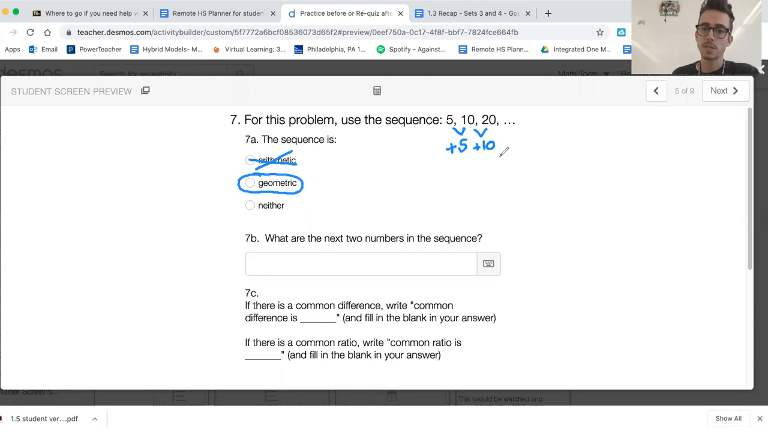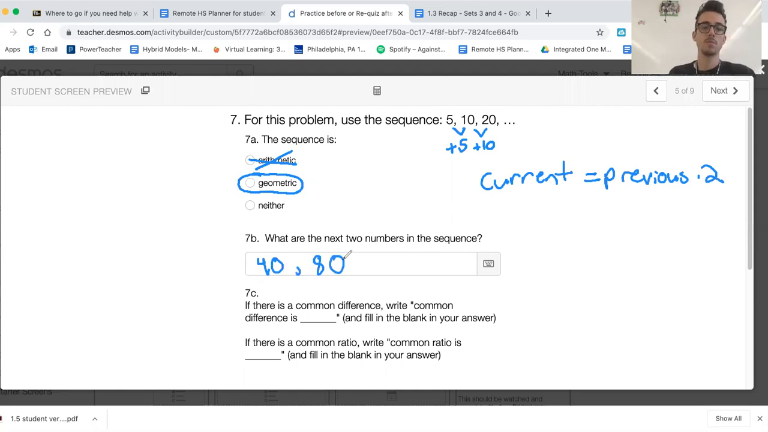Based off of this, it's as if we are adding the previous term. So it's as if we have the current equals the previous times 2, because 10 is 2 versions of 5, 20 is 2 versions of 10. So if we keep this going, next term would be 20 times 2, which is 40. And the next term there would be 80.